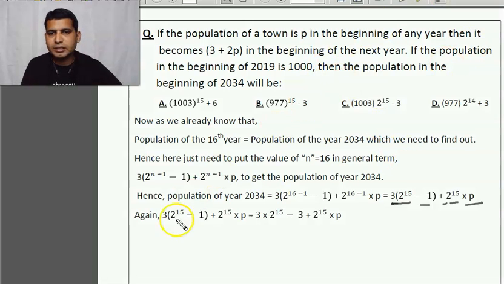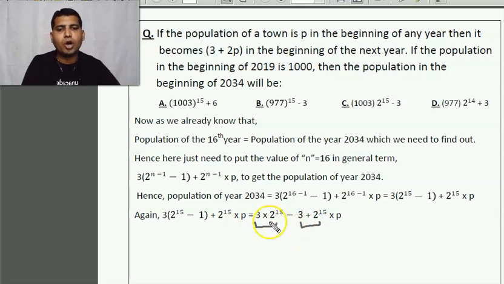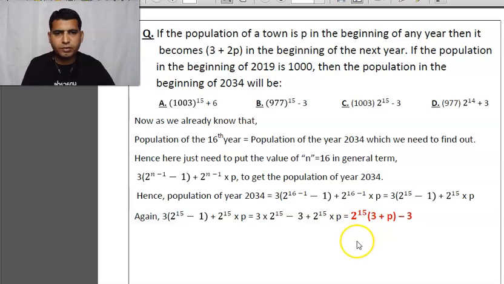Now here we can see that when I multiply 3 inside, what I'll get? 3 into 2 to the power 15 minus 3 plus 2 to the power 15 into P. Now in this term, let us try to simplify it. What we can do is we can just take 2 to the power 15 common from these two terms. Let's see what we'll get. We will get 2 to the power 15 bracket 3 plus P minus 3.